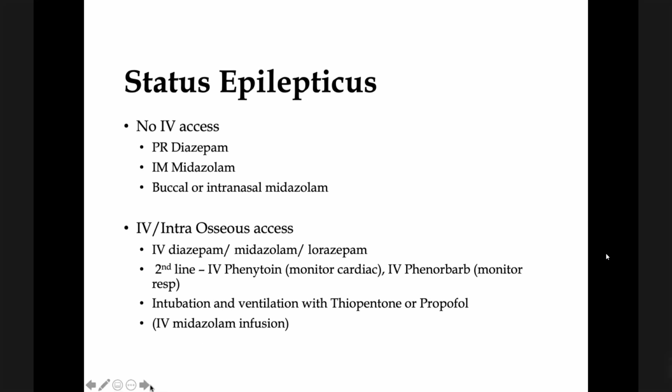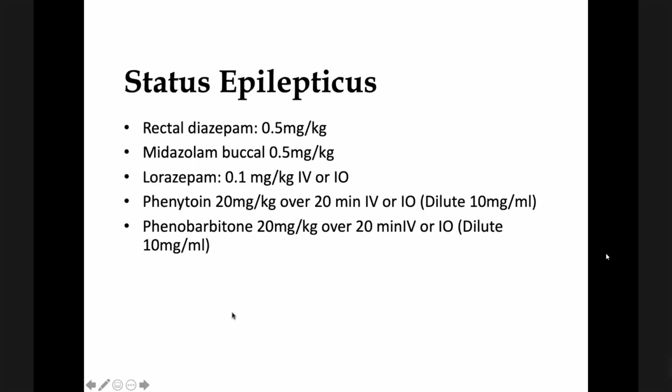Let's go through the doses. So rectal diazepam dose you will need to know, because wherever you are, even in the remotest area, they will have diazepam, either rectal solution or IV. So you need to know the dose, 0.5 per kg. Midazolam, buccal, same dose. You will need to know phenytoin and phenobarbital because it's very easy to remember. 20 milligram per kg. You need to generally dilute it and give it as an infusion over 20 minutes, right?